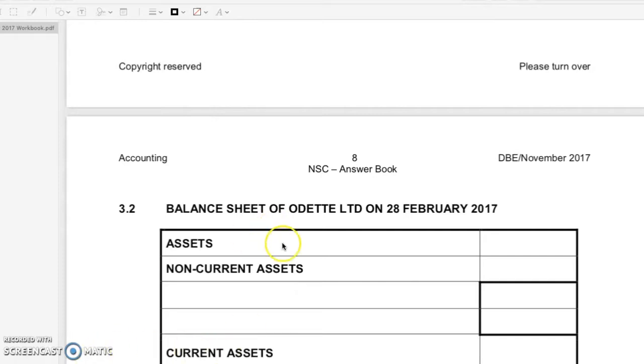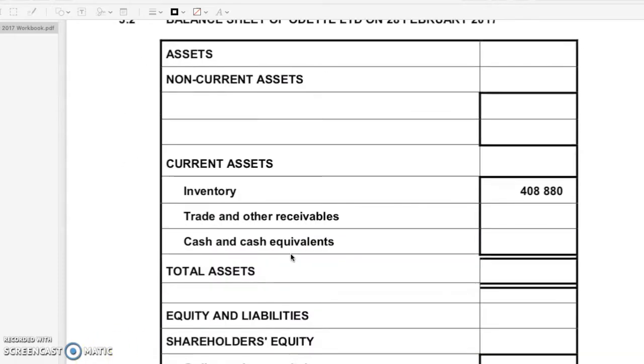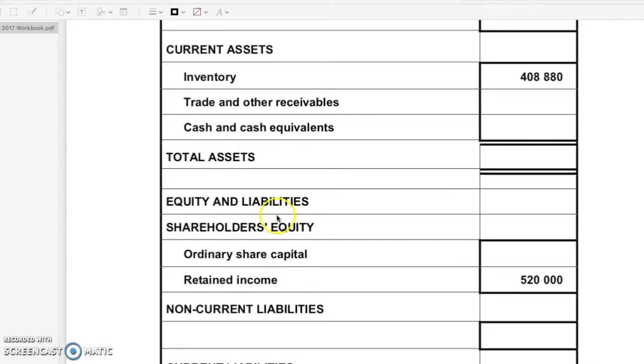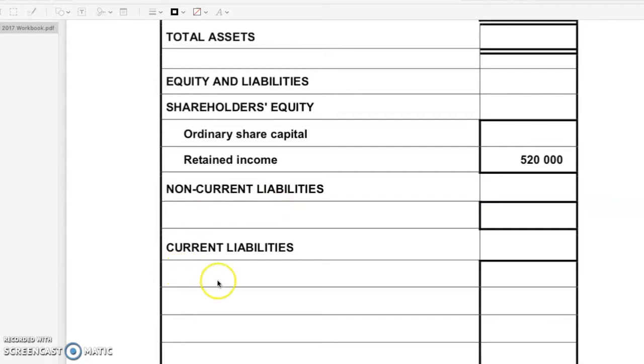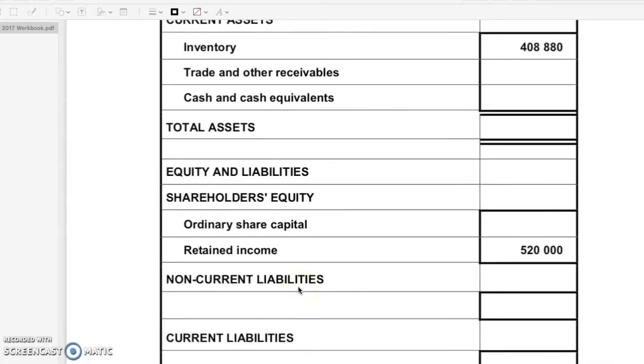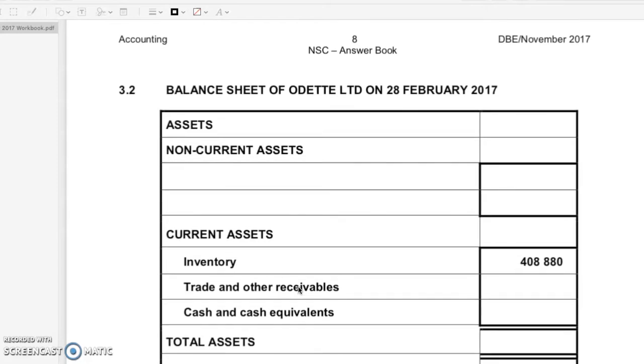Okay, so you should know which items go under non-current assets and which items go under current liabilities. You can write it down like trade and other payables, and so on. But sometimes there may not be an item and then you have to delete it and it looks ugly. So I don't do that.